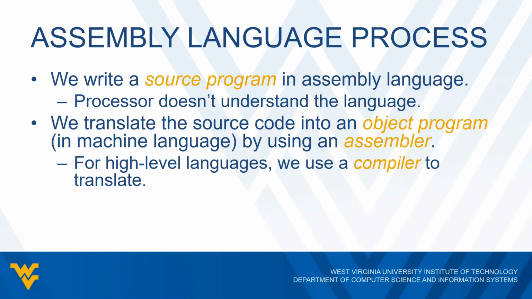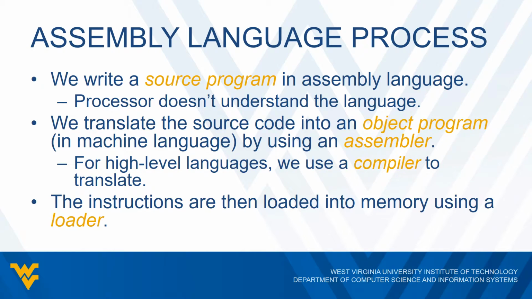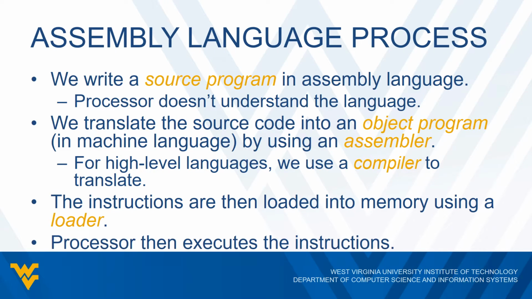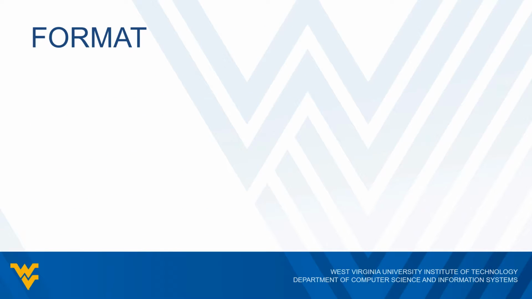Now, once the object program has been produced, the instructions can then be loaded into memory using a loader, and then we would just execute the instructions as we normally would. We'll now describe a simple yet realistic assembly language that gives us a better idea of how this works. What I'm going to be describing here may not necessarily be an actual assembly language because there are some variations of it, but it's close enough to give you an idea of what assembly language looks like. So let's take a look at the format.